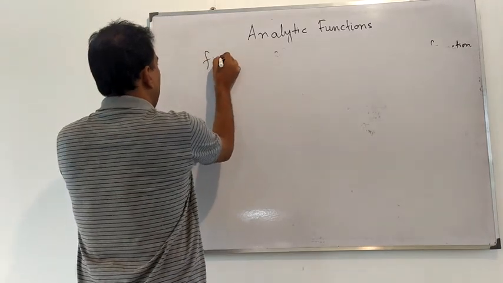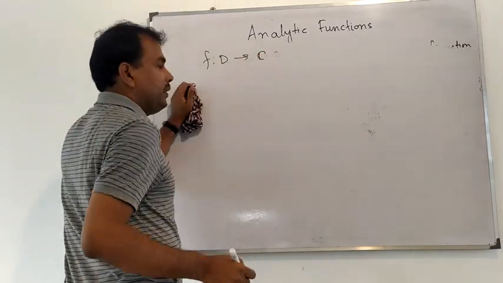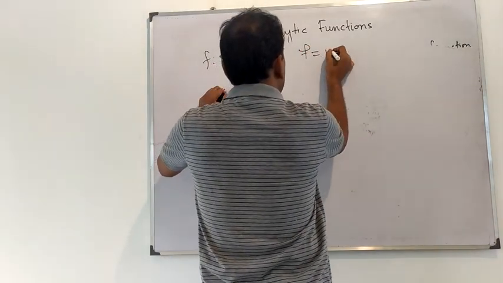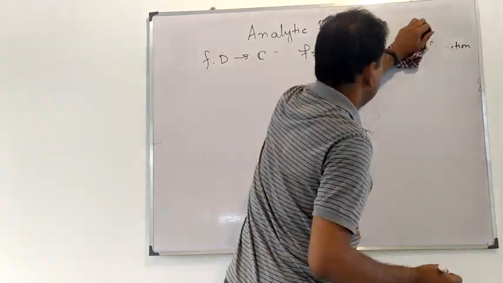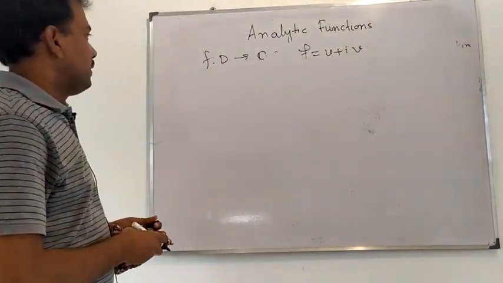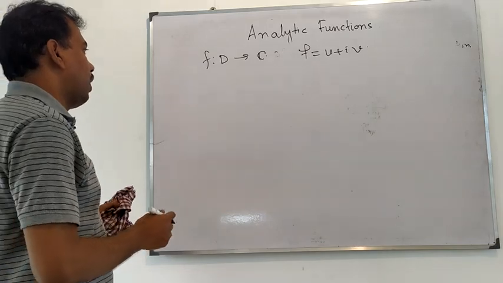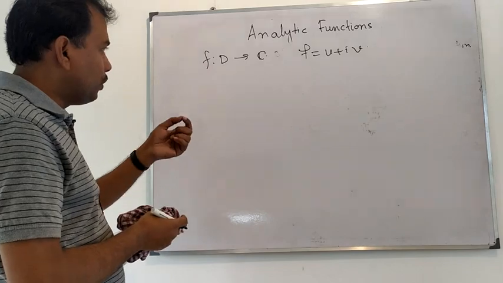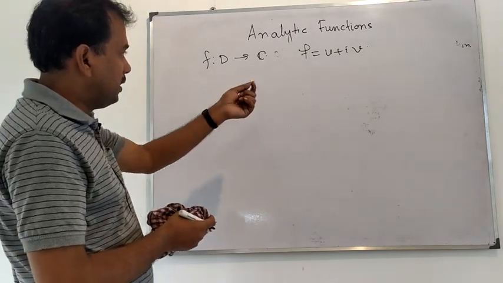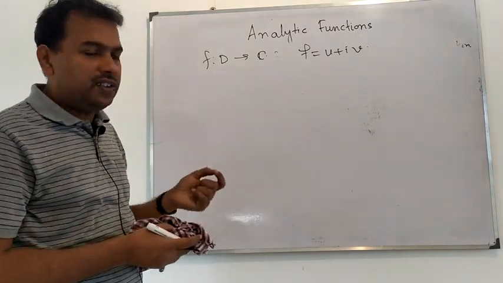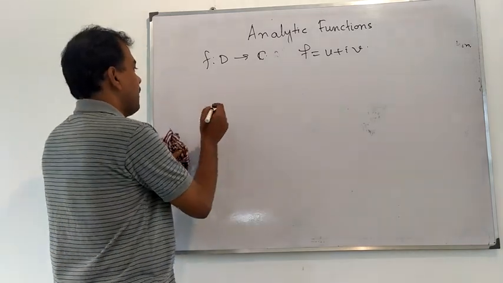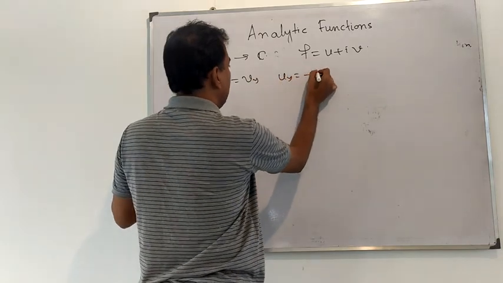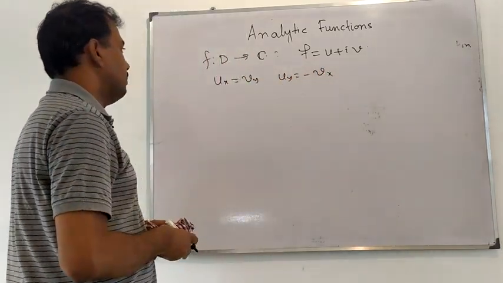Here f is an analytic function on D, where f is equal to u plus iv. Since f is an analytic function on D, that is, differentiable at each point of D, the real part u and imaginary part v satisfy the Cauchy-Riemann equations, that is, ux equal to vy and uy equal to minus vx for all (x, y) belonging to D.